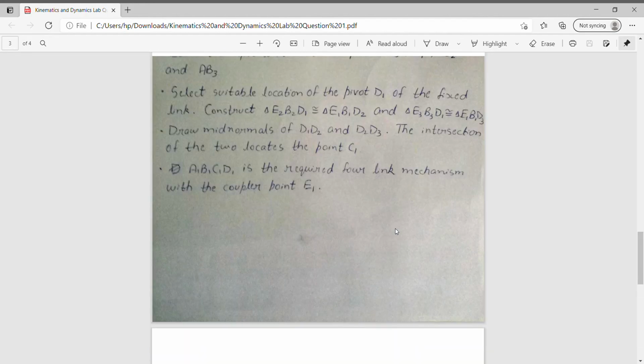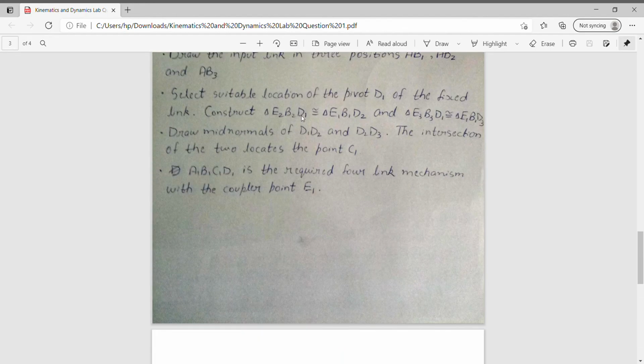Here we have A1 B1. Now when we rotate line A1 B1 in the clockwise direction by 30 degrees about A1, we'll get A1 B2. And similarly, when we rotate it in the clockwise direction by 70 degrees, we'll get B3. So by doing this step, we get the three input link positions, A1 B1, A1 B2, A1 B3. Let's look at what should be done further.